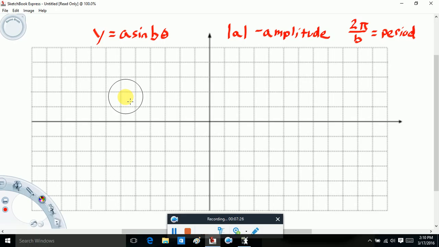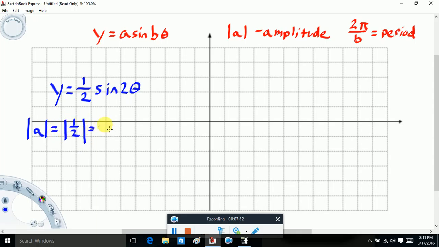The period, so we know that b is 2, right? So that means there's 2 cycles in the interval 0 to 2 pi. 2 full cycles in that interval. The period, which I can abbreviate period, equals 2 pi over b, right, from this equation.